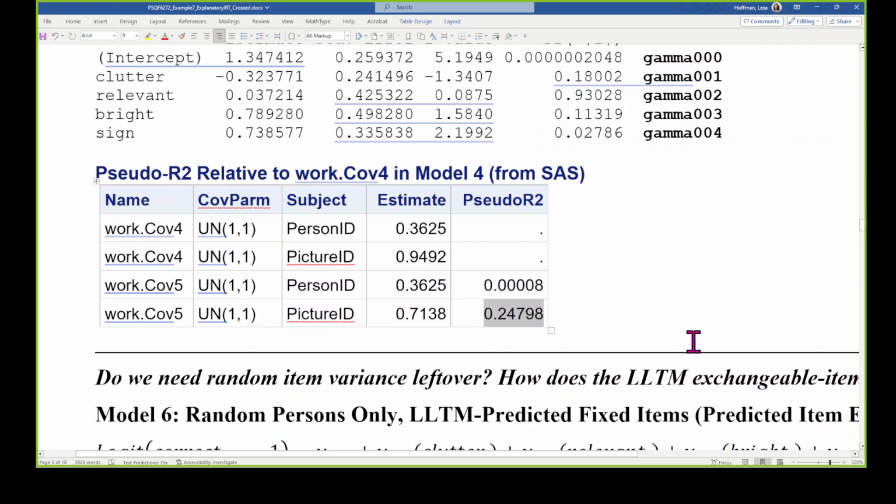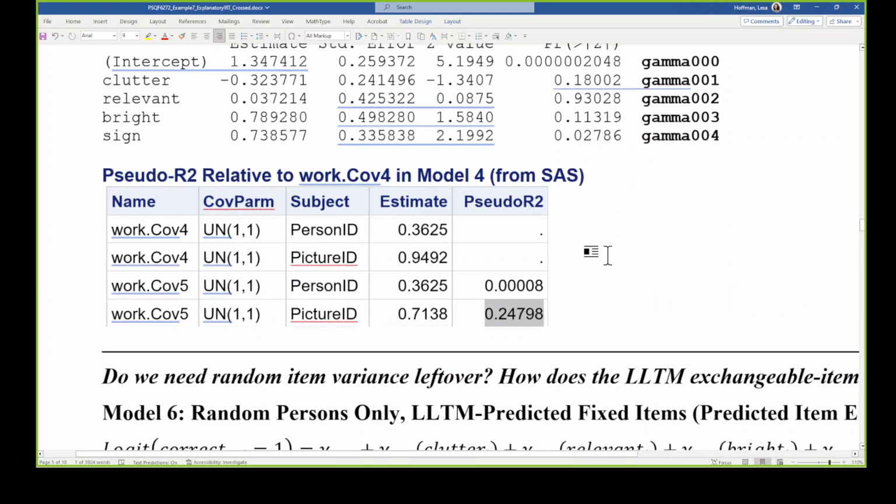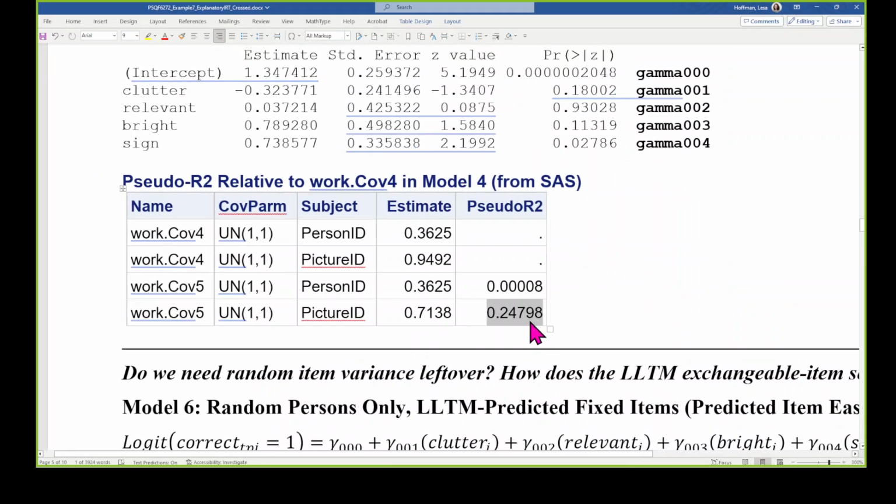Did I put item things in my model? Yes, I did. It's 4 of them, and they explain 25% of the variance. 25% of that 0.07? 0.2, but yes. So the people variance was 0.07. The item variance was 0.2. So yes, I have 25% of the 0.2. That's what I have. Is that enough?